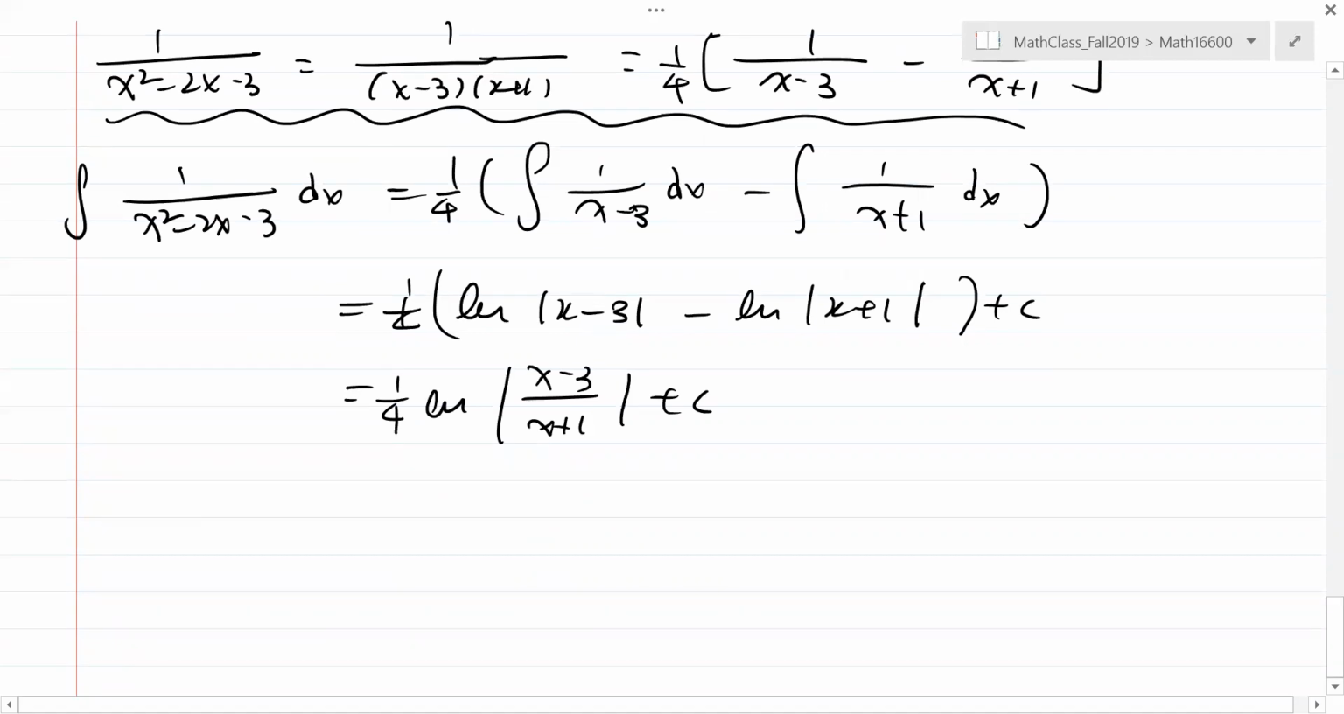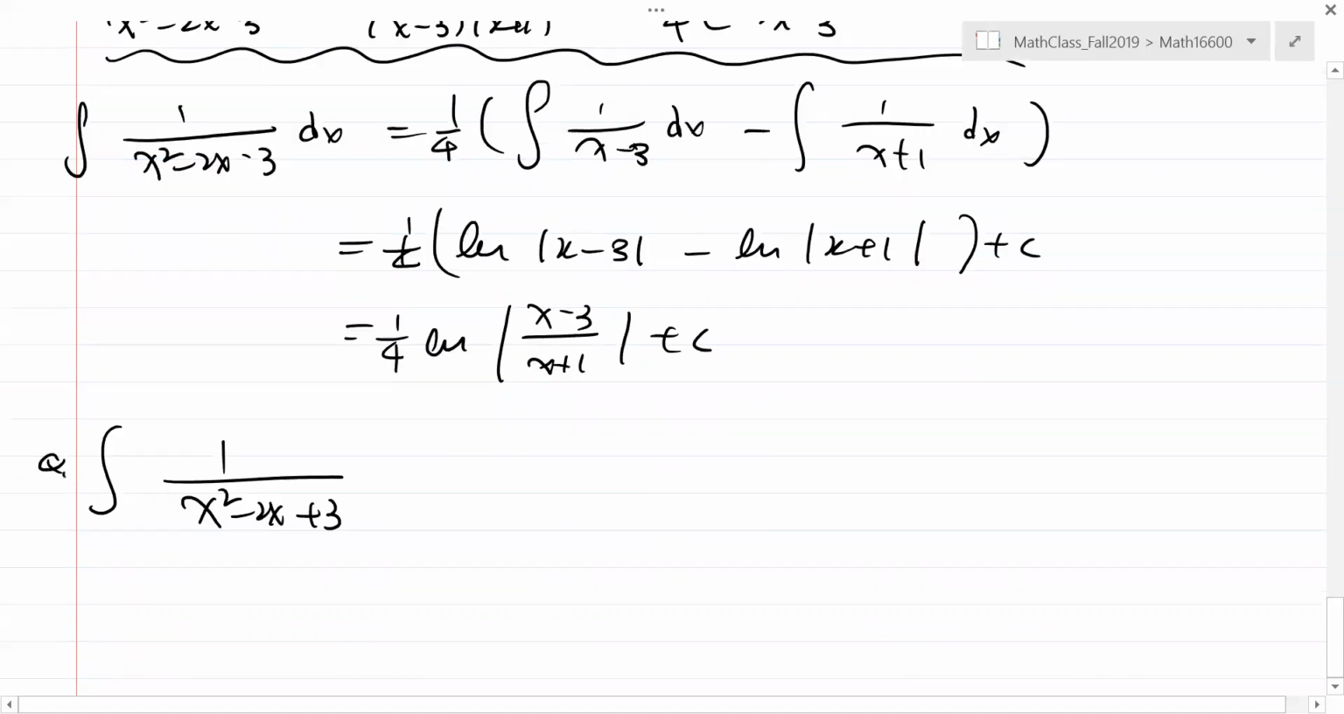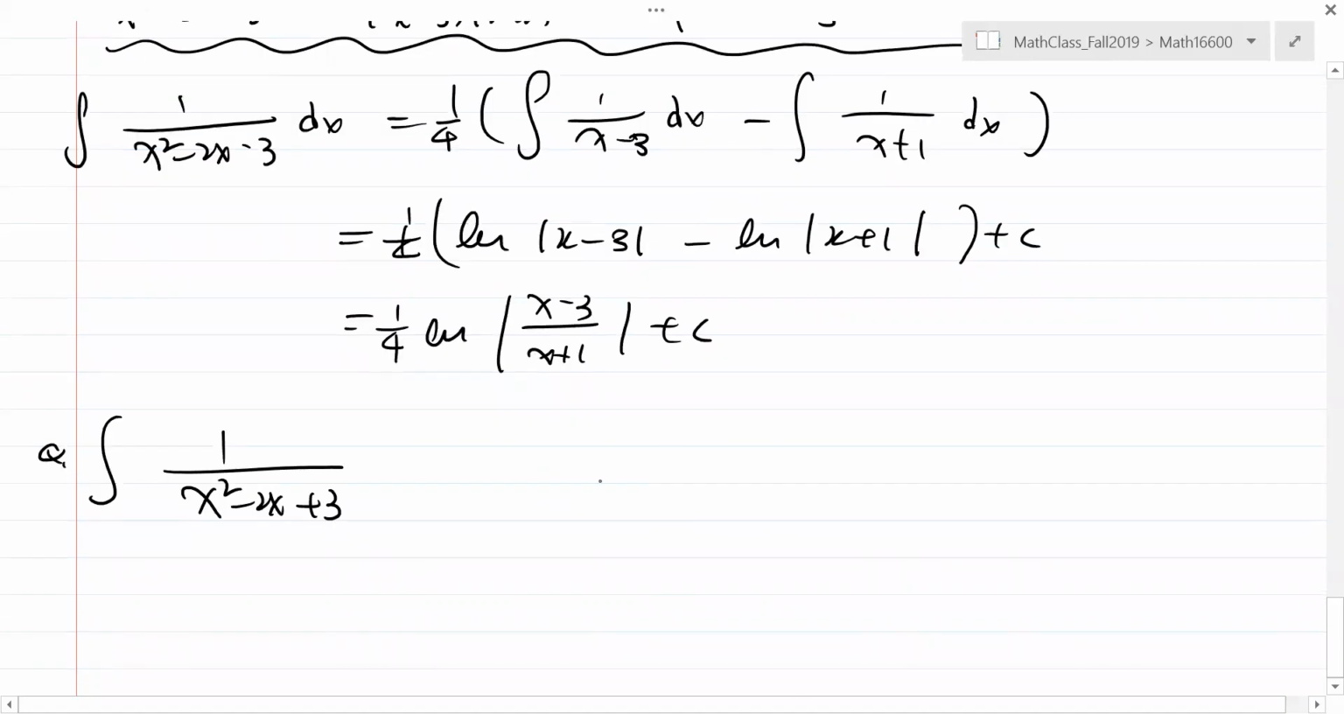Now, if I change the function from -3 to +3, right? That's a small change, but we have totally different ideas. You are not able to factor it. So x squared minus 2x plus 3 does not have a zero.